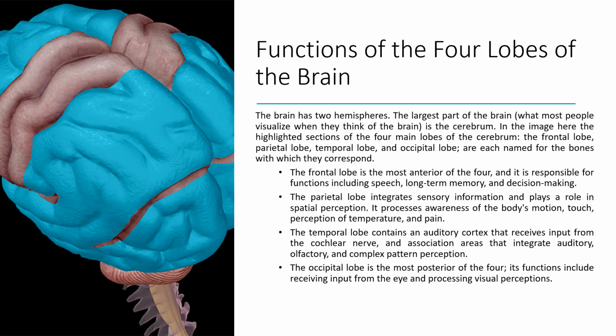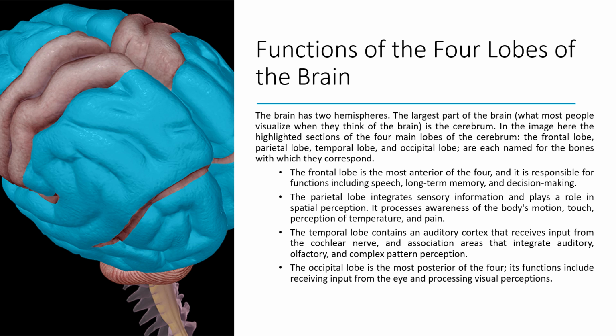Now let's consider the functions of the four lobes of the brain. The brain has two hemispheres. The largest part of the brain, what most people visualize when they think of the brain, is the cerebrum. In the image here, the highlighted sections of the four main lobes of the cerebrum, which are the frontal lobe, the parietal lobe, the temporal lobe, and the occipital lobe, are each named for the bones with which they correspond.